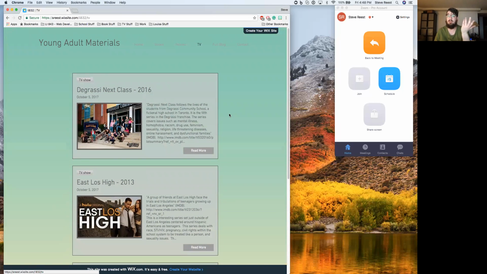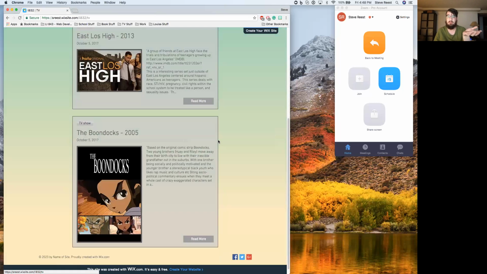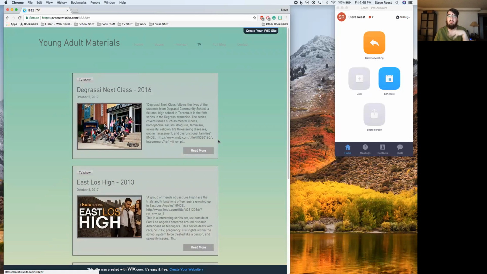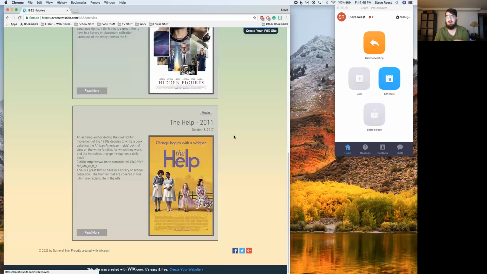So I have a couple different examples on here. On the TV shows, I decided to focus on Degrassi Next Class, which is the recent show, East Los High, and The Boondocks. Each of these have different types of elements of types of people and civil rights issues that are going on today in the US and also in Canada. So I thought it would be kind of nice to see Canadian issues and resources that are dealing with civil rights as well.